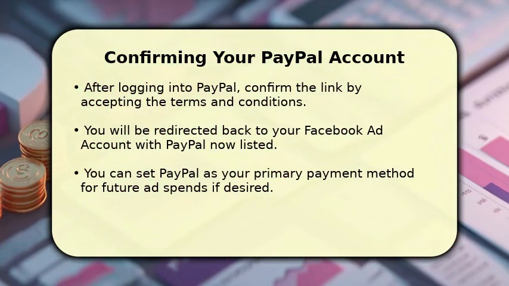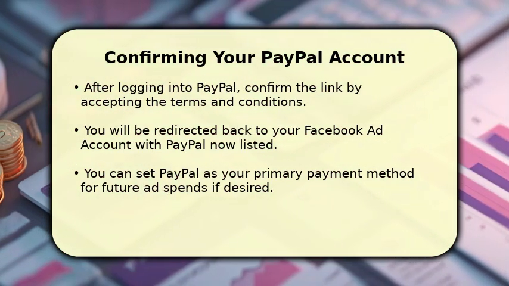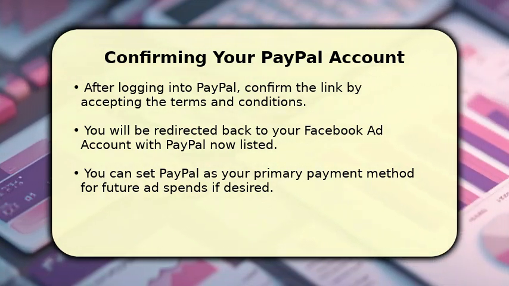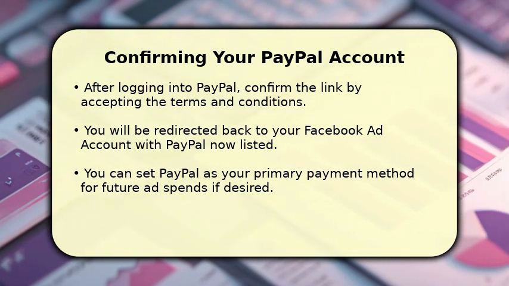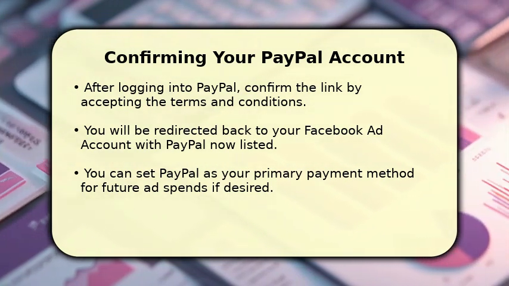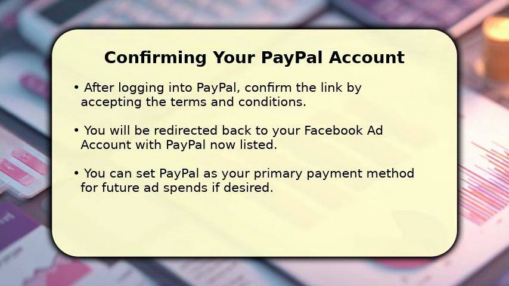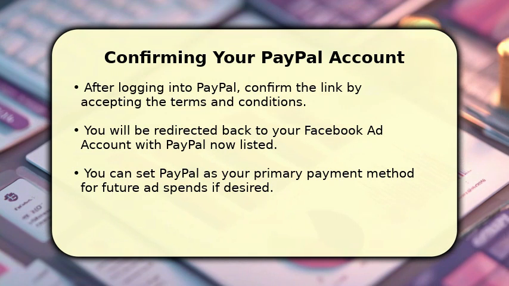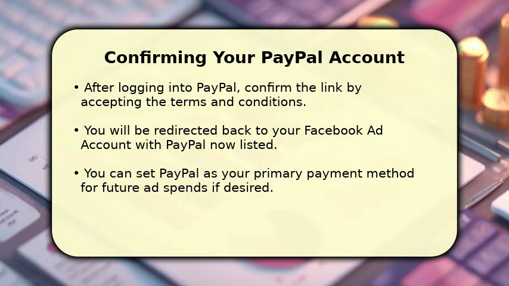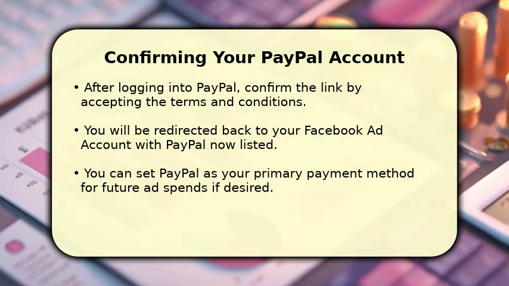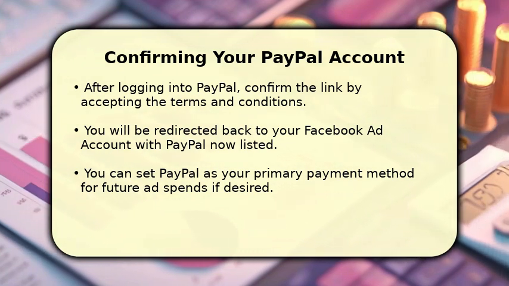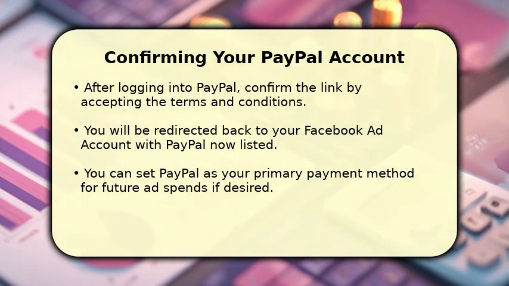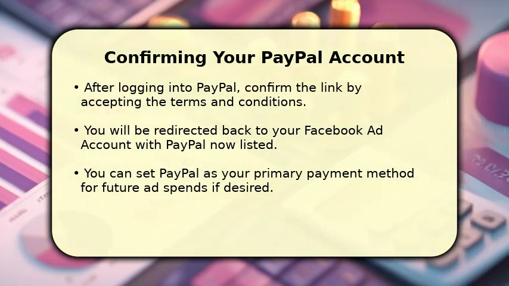Upon successful login on the PayPal website, review the authorization details and confirm the connection. You will then be automatically returned to your Facebook ad account, where PayPal will now visibly appear as an available payment option. Take a moment to verify that it is listed correctly. You also have the flexibility to designate PayPal as your default payment method for all future advertising expenditures, making your billing process even smoother and more convenient from this point forward.